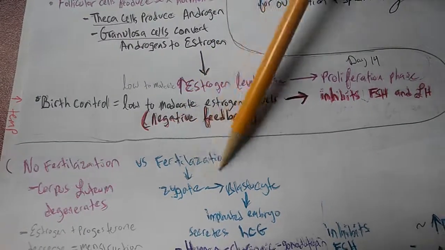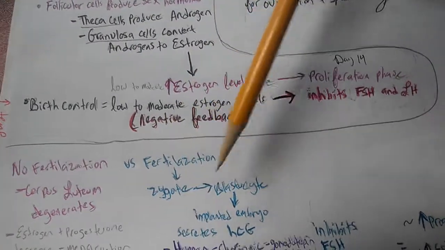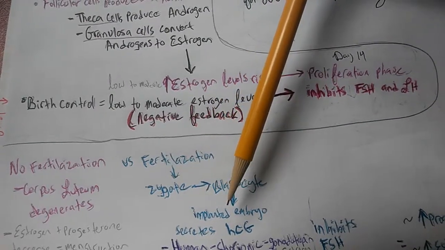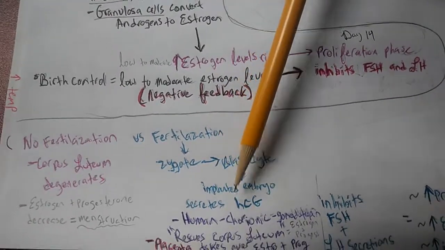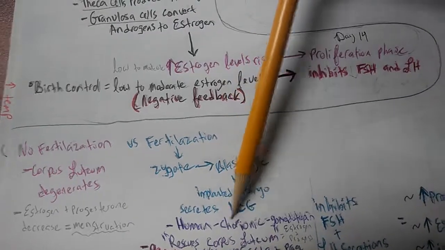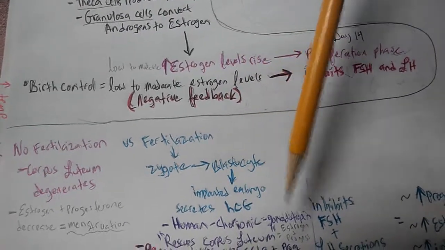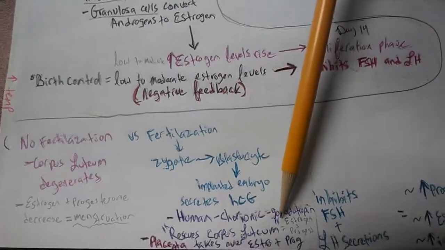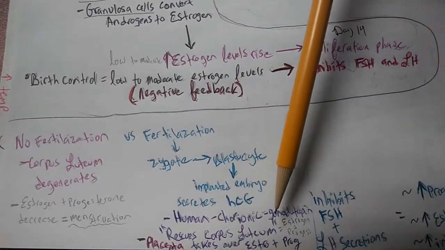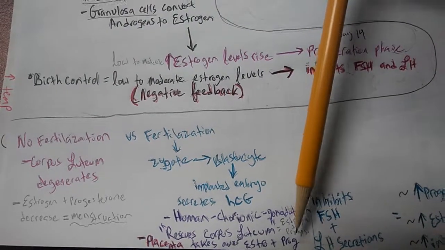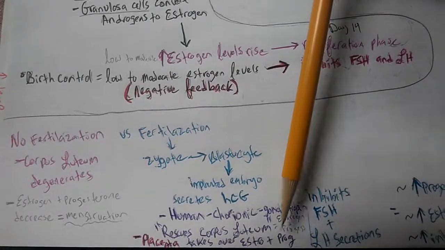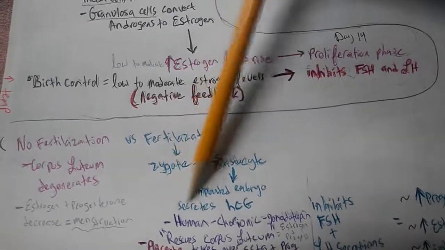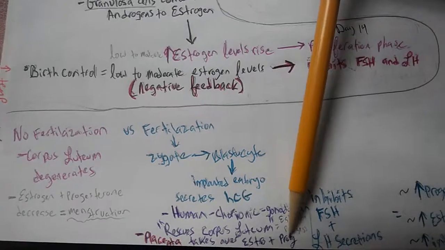So if it goes through fertilization, it turns into a zygote, and then a blastocyst, which is about 100 cells. It gets implanted. The embryo gets implanted, and it secretes HCG, the human chorionic gonadotropin. It basically rescues the corpus luteum by having low to moderate secretions of estrogen and progesterone, and then what takes over is the placenta, which continues on with low to moderate secretions of estrogen and progesterone.